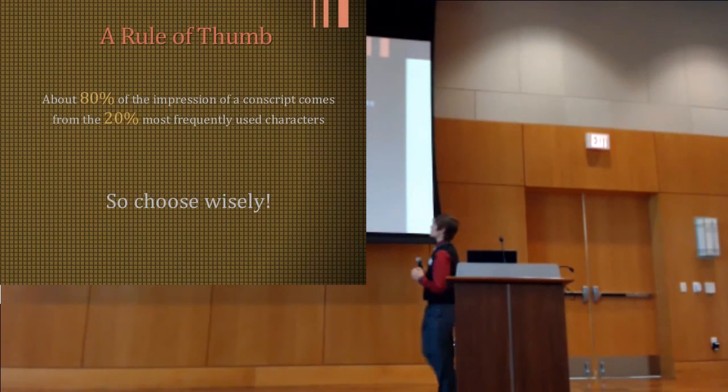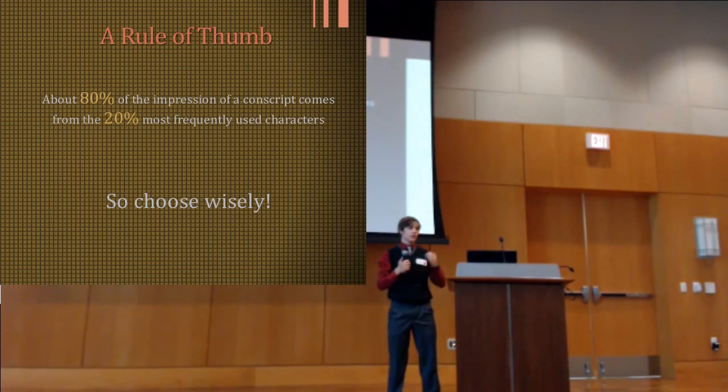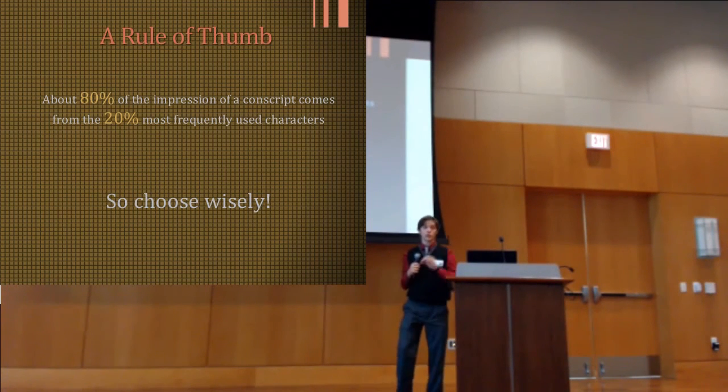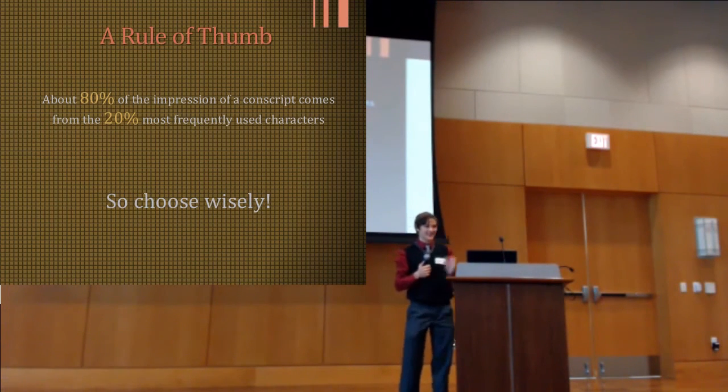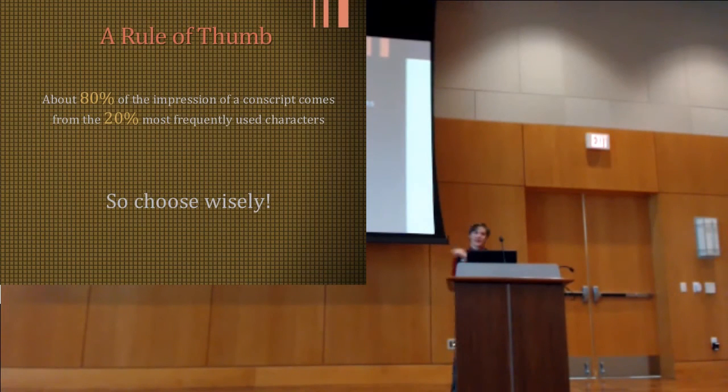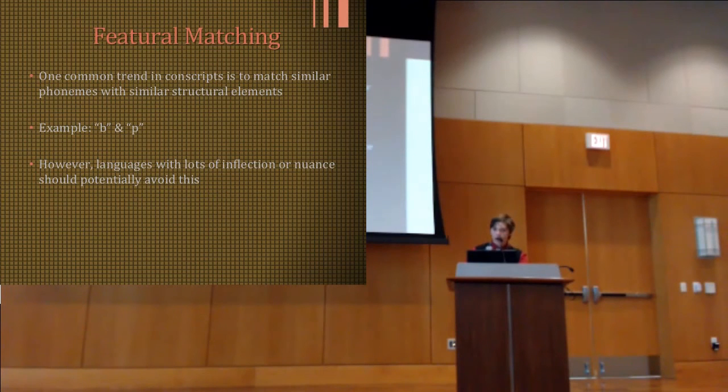Keep in mind that about 80% of the impression of your conscript comes from the 20% most frequently used characters. Choose wisely. If you're only going to use my advice on 20% of your characters, make it the 20% that are most frequently used, so that it makes a more natural constructed script that gives the impression that you want it to. Those lesser used letters, while they're important, are not nearly as important for the overall first impression of your script. Another thing that you guys can look at is featural matching.